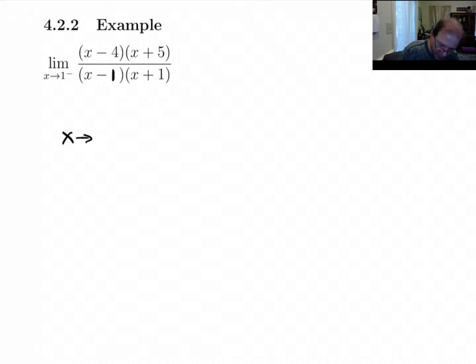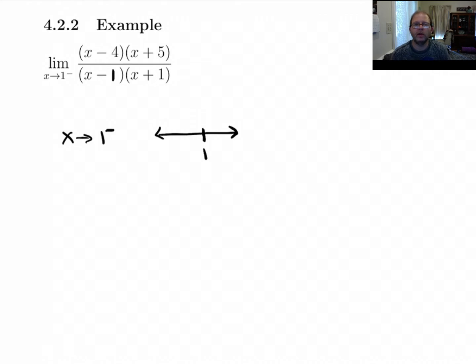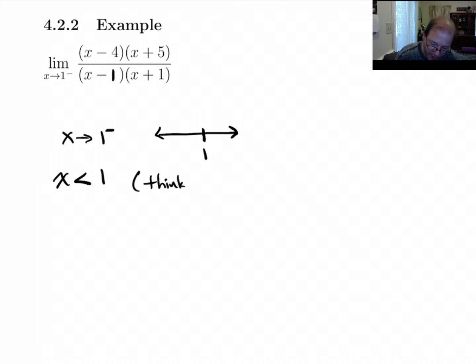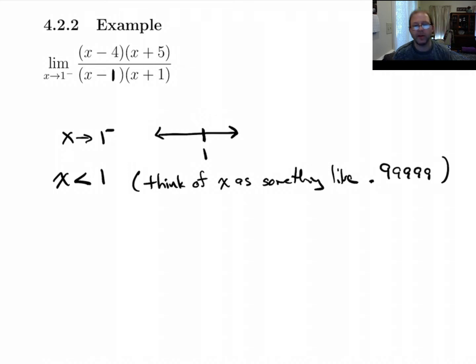So here's how we'll do this. Since x is approaching 1 from the left, that means that we've got 1 over here, and x is coming in from this side. So you can think of this as, x is getting really close to 1, but it's less than 1. So the best way to write that is x is less than 1. You can think about it mentally if it helps you. Think of x as being something very slightly smaller than 1, something like that.